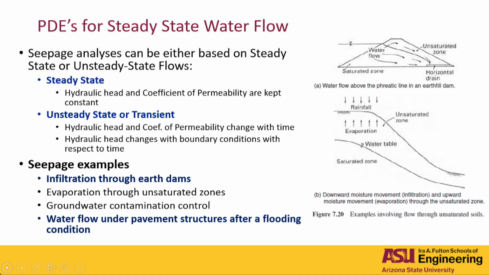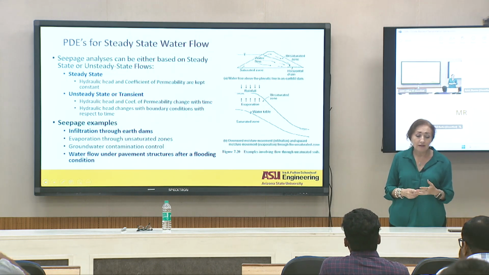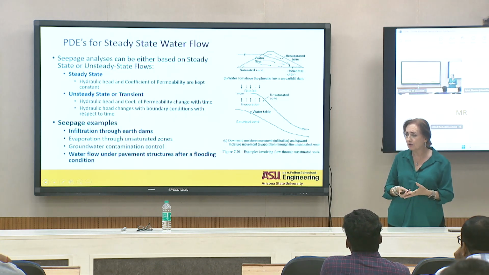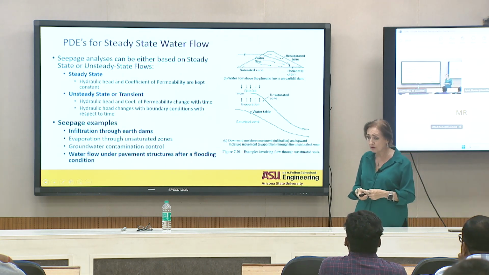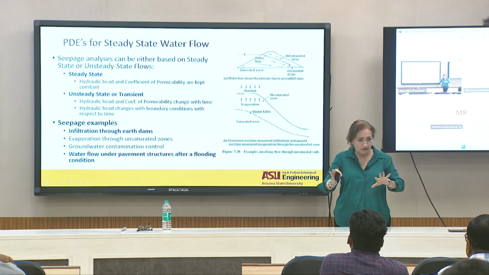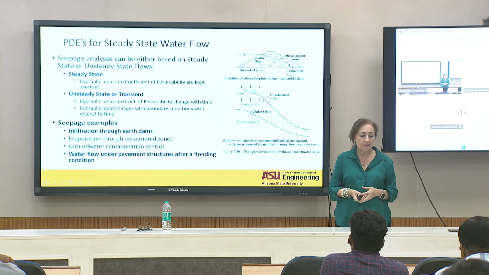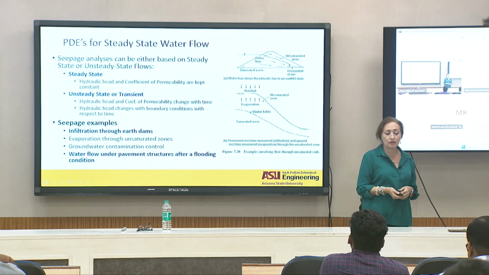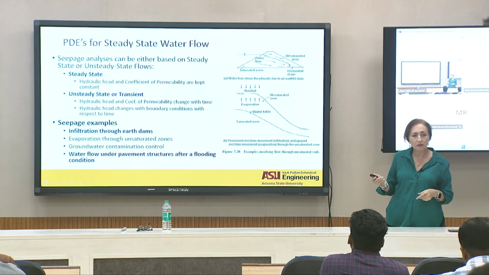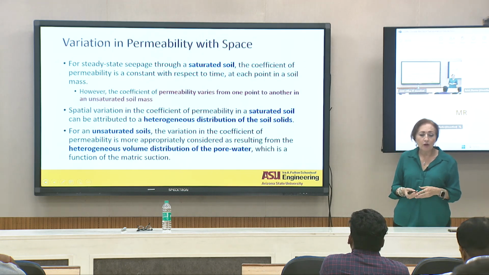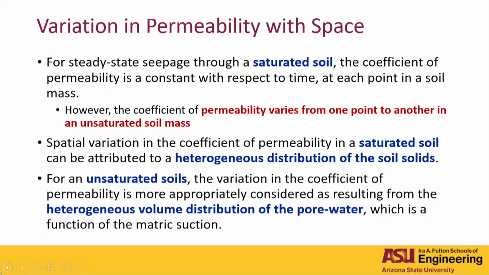So the examples are many. Infiltration through earth dams is the classic example that you need to learn. Evaporation through unsaturated soils, for those working on evaporation. Groundwater contaminant control also. Everything that moves water with time. And the water flow under pavement structures after a flooding condition, a special case that I bring to this audience today. So how does the hydraulic conductivity vary with space?